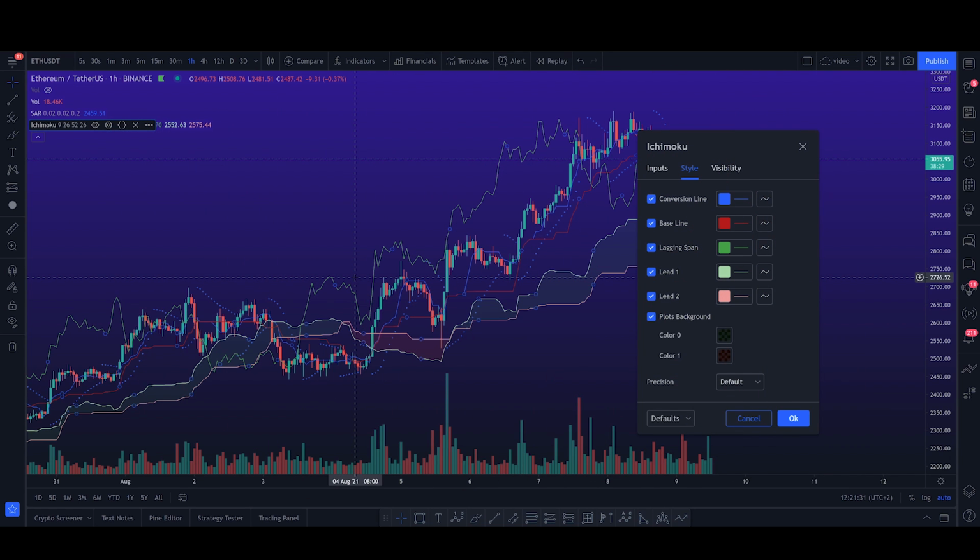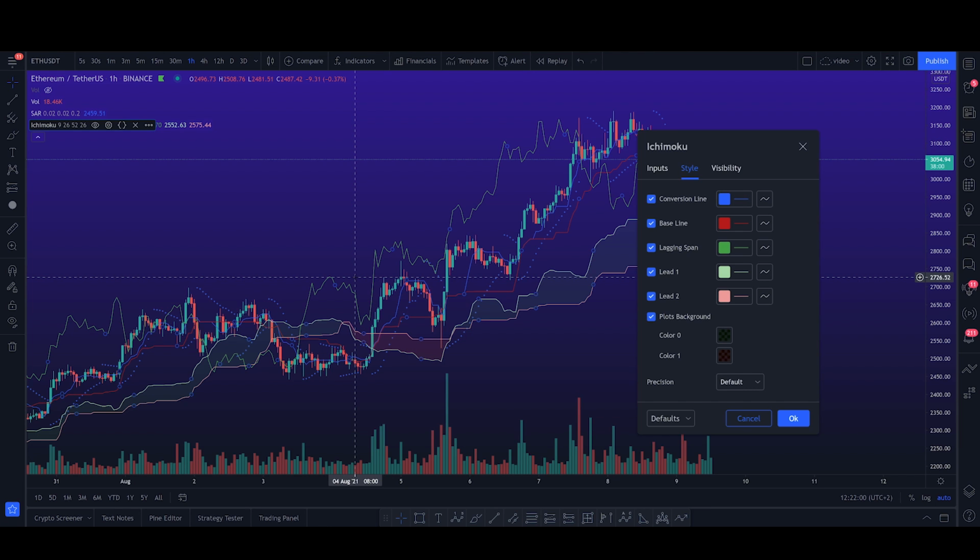The Ichimoku Cloud is a collection of technical indicators that show support and resistance levels, as well as momentum and trend direction. It does this by taking multiple averages and plotting them on a chart. It also uses these figures to plot a cloud that attempts to forecast where the price may find support or resistance in the future. So how can we trade this green and red mess?